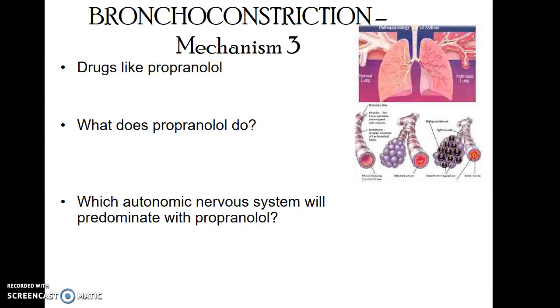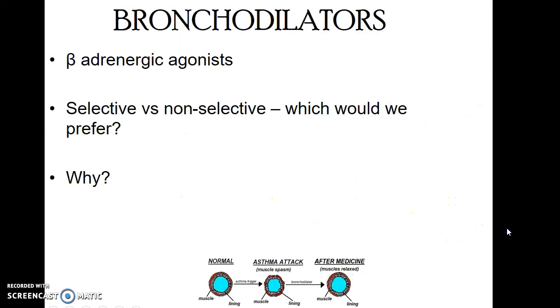So, propranolol will cause the parasympathetic nervous system to predominate because it will slow heart rate and it will also cause vasoconstriction. So that's how we can get another method of bronchoconstriction.